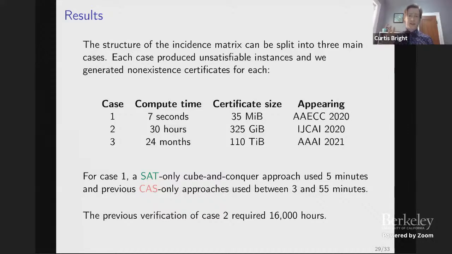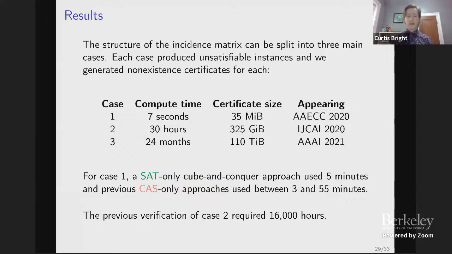Right? The second case, previously, the last solution took 16,000 hours. This was on a desktop machine or a cluster of desktops. We did it in 30 hours. Right? So the SAT plus CAS was exceptionally effective in that case because there were lots of symmetries in this case. Right? There were over 1,000 symmetries. This gives us a huge speed up when we remove them.